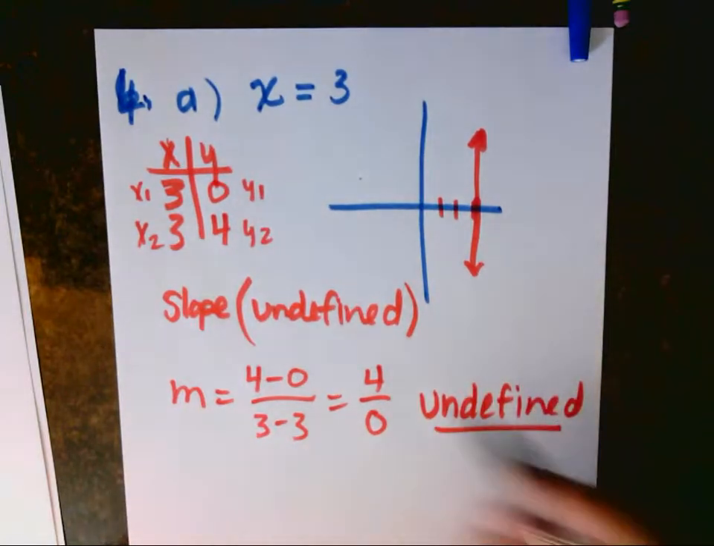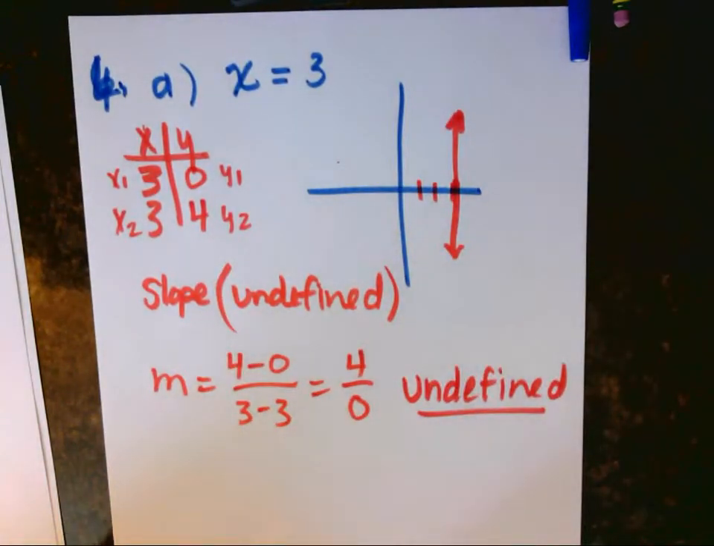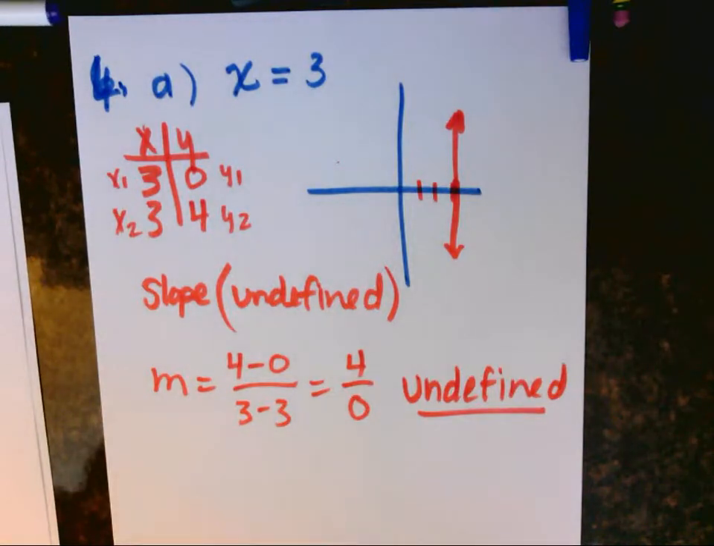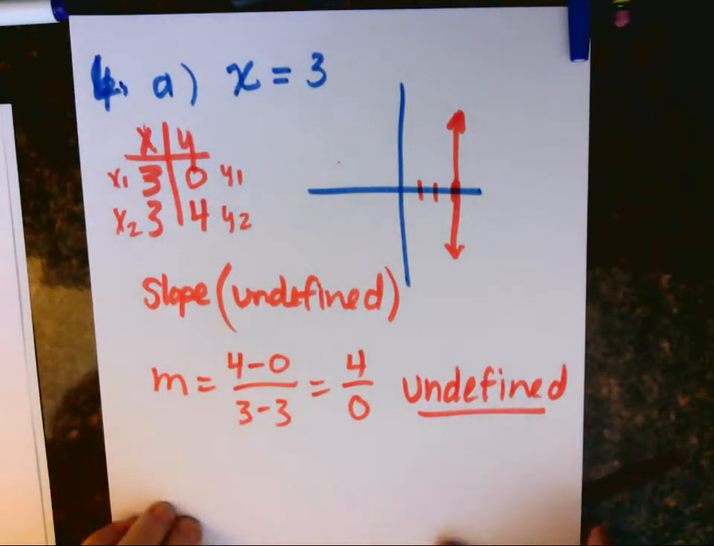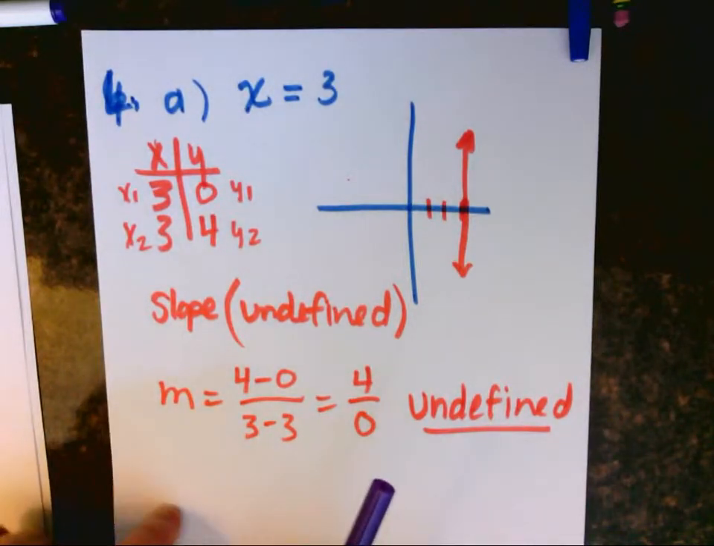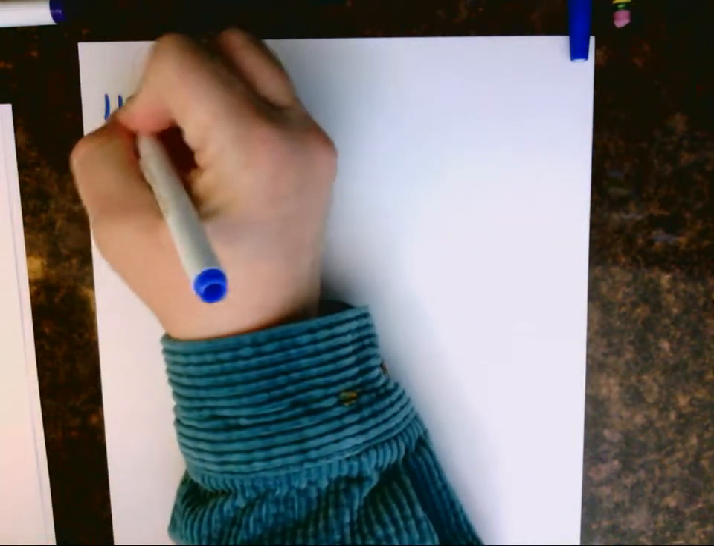So you have 2 ways you can do it. You can create your own points, you can draw the graph, recognizing it as a vertical line with undefined slope. Okay, and now we will go to the second example of these, 4b.